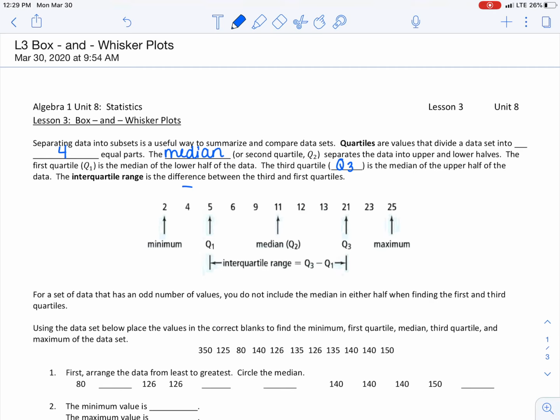So that is a lot of definitions, a lot of stuff thrown at you, but it's going to make more sense once we start actually doing some problems. So for a set of data that has an odd number of values, you do not include the median in either half when finding the first and third quartiles. Again, I know that sounds really confusing right now, but it will make more sense.